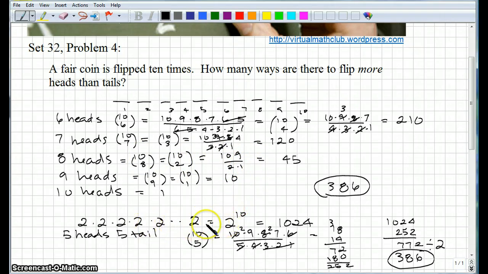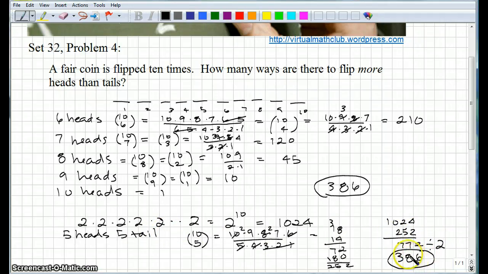And the other way that we did it was to look at all the possible ways that the heads and tails could come up, and then subtract out what we don't want. We don't want 5 heads and 5 tails, and we also don't want the cases where it's more tails than heads, and we know that it's equally likely to get more tails than heads as it is to get more heads than tails. So we can just divide. Once we get that 5 heads, 5 tails, subtract it out, we can divide by 2.